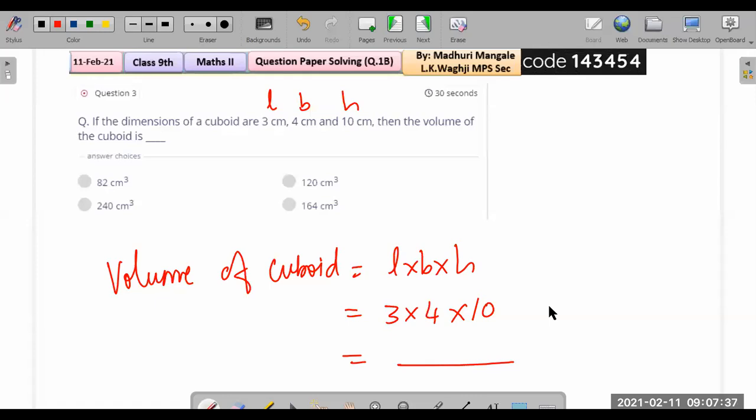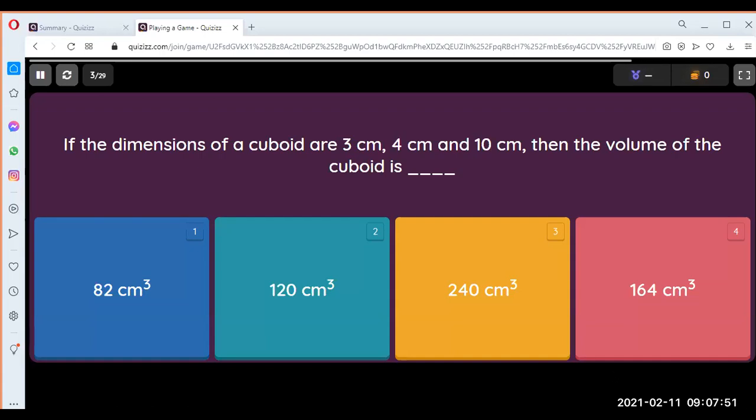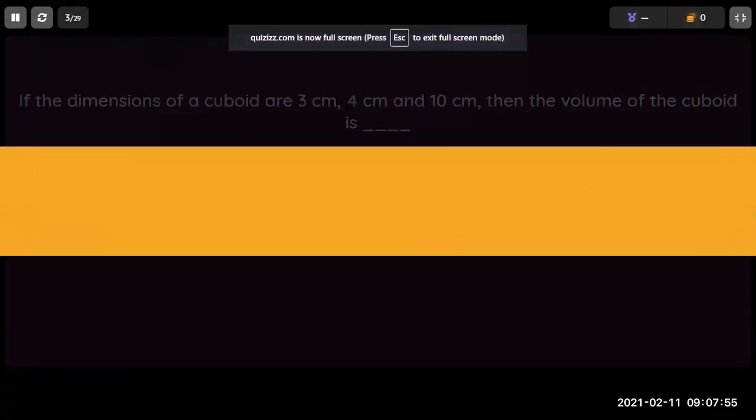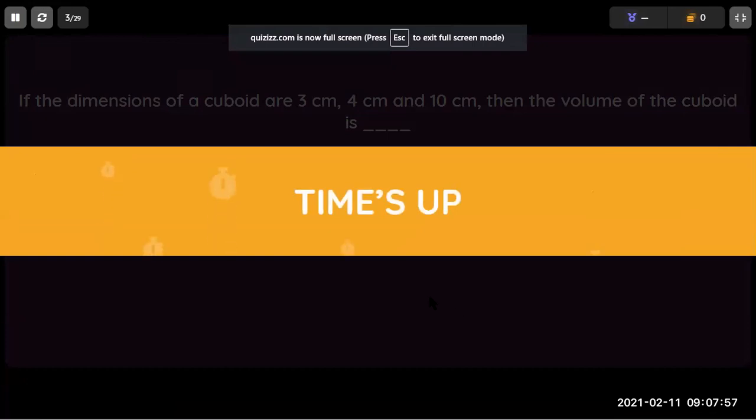You can join in quickly. Those are very simple questions. You just need to multiply and get the answer, right? Another 5 seconds and I'm going to end the question. And the time's up.